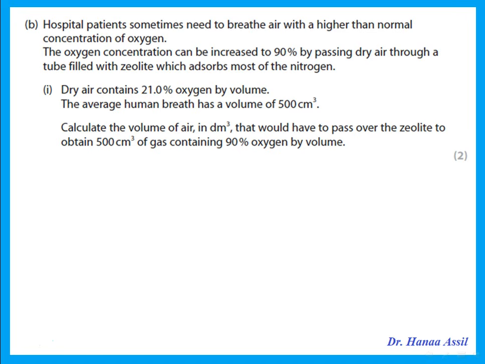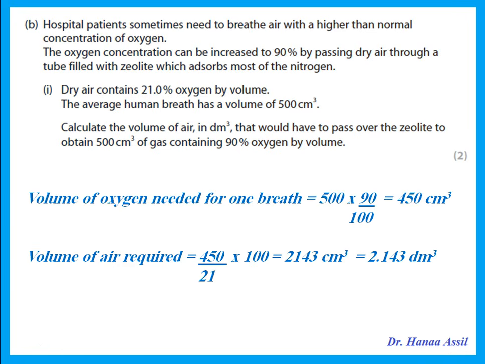So I'm trying to get 500 cm³ of gas made up of 90% oxygen. How do I get that from a mixture that has 21% originally?